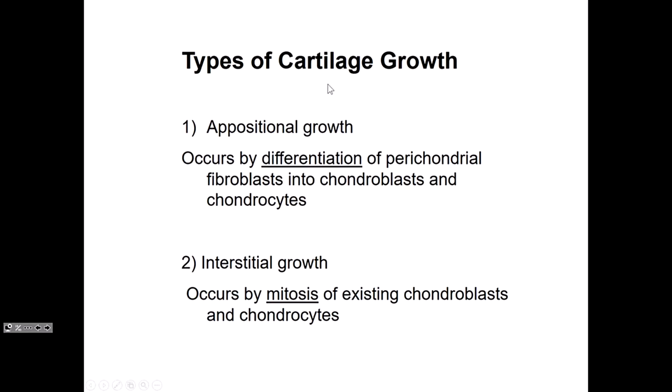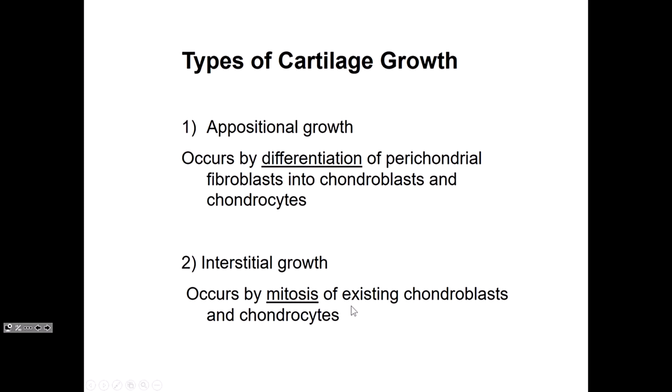And these perichondrial fibroblasts are responsible for what we classify as appositional growth. Basically, there's two types of growth of cartilage. There's the appositional growth, which occurs by differentiation of these perichondrial fibroblasts into chondroblasts and chondrocytes, and interstitial growth, which is simply mitosis of pre-existing chondroblasts and chondrocytes. The interstitial growth is restricted to those locations where you don't have a perichondrium, and I just mentioned them.